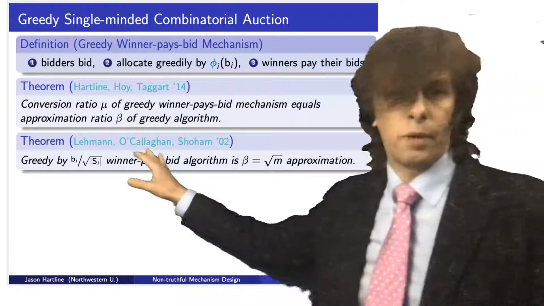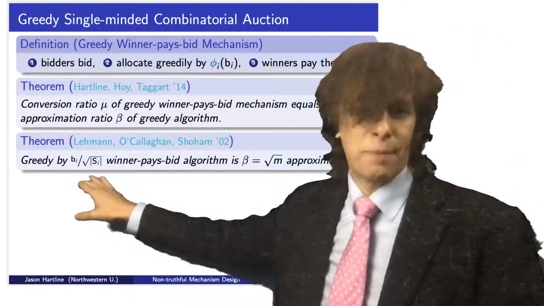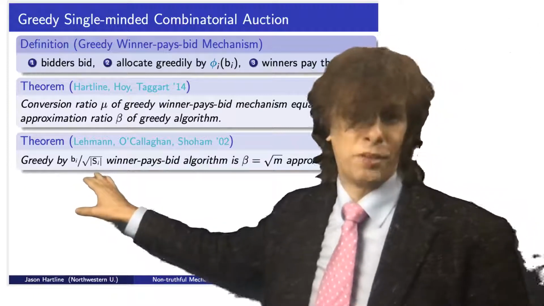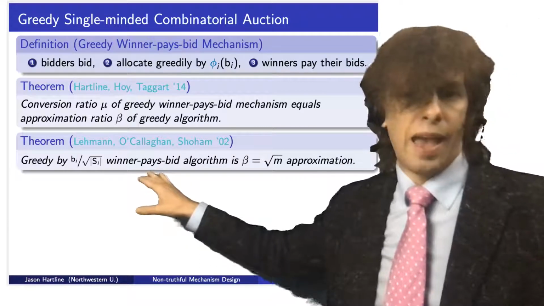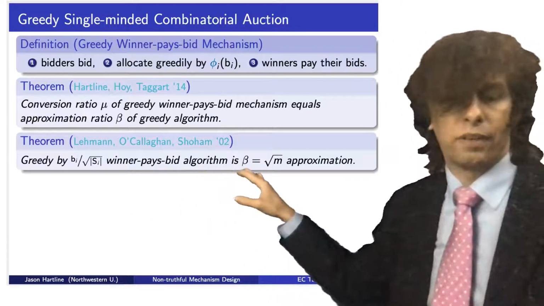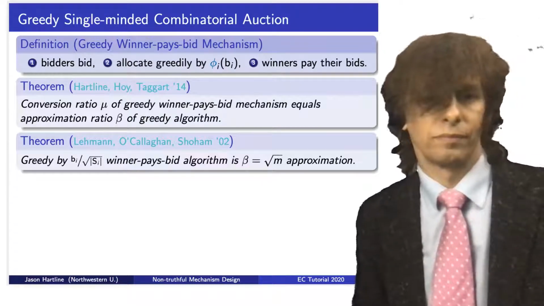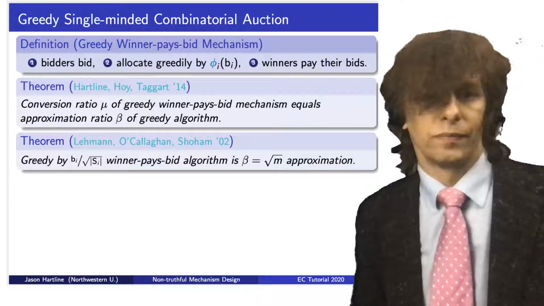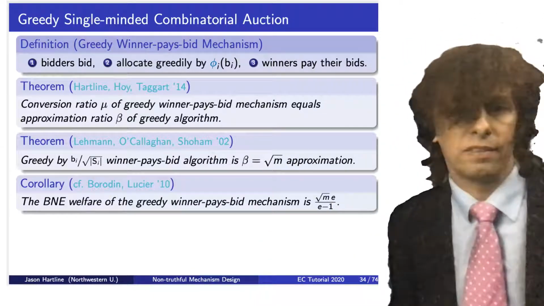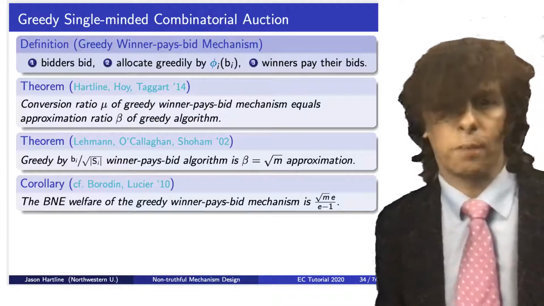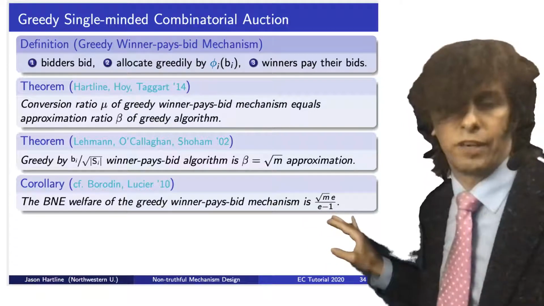Okay, and Lehman, O'Callaghan, and Shoham showed that greedy by bid divided by the square root of the size of the bundle that a bidder is demanding, that algorithm is a beta equal to square root m approximation. So combining these two theorems, we see that the Bayes-Nash welfare of the greedy winner pays bid mechanism is square root m times e over e minus 1.